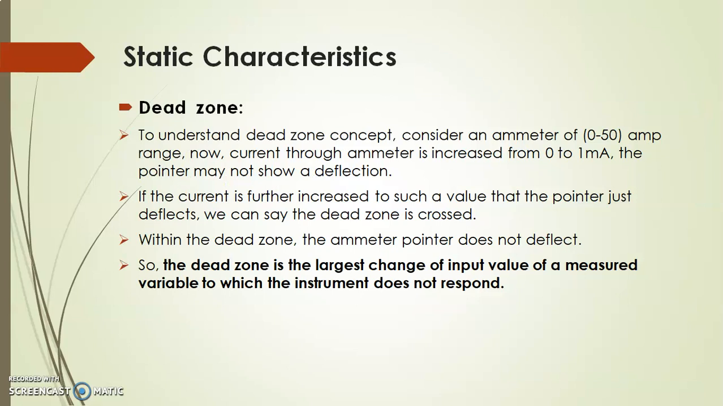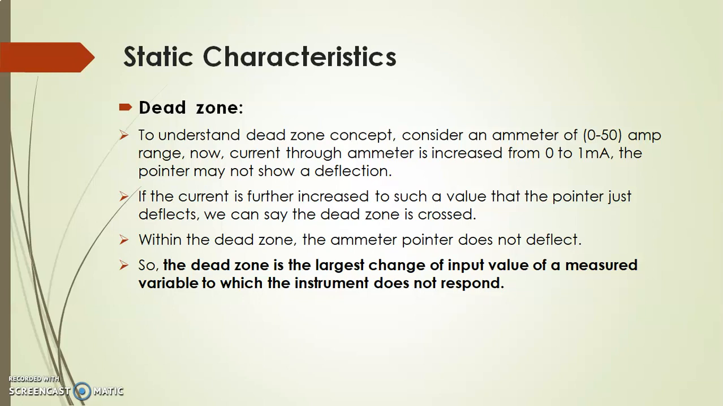Now next characteristic we will see is the dead zone of an instrument. To understand the dead zone concept, consider an ammeter of 0 to 50 ampere range. Now current through the ammeter is increased from 0 to 1 milliampere. The pointer may not show a deflection. If the current is further increased to such a value that the pointer just deflects, we can say the dead zone is crossed. Within the dead zone, the ammeter pointer does not deflect.